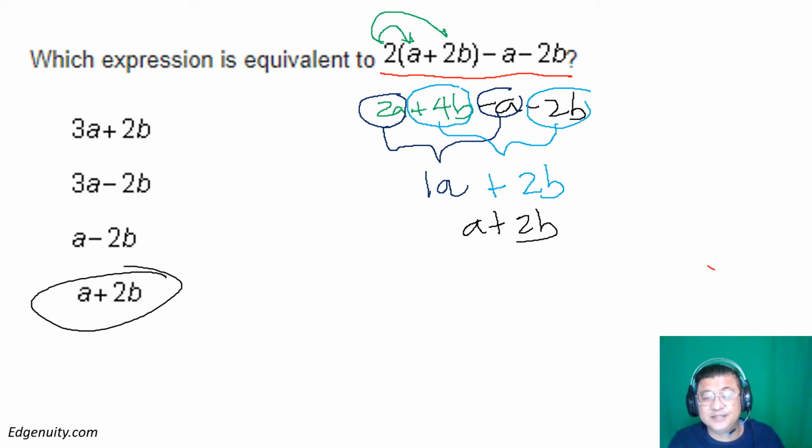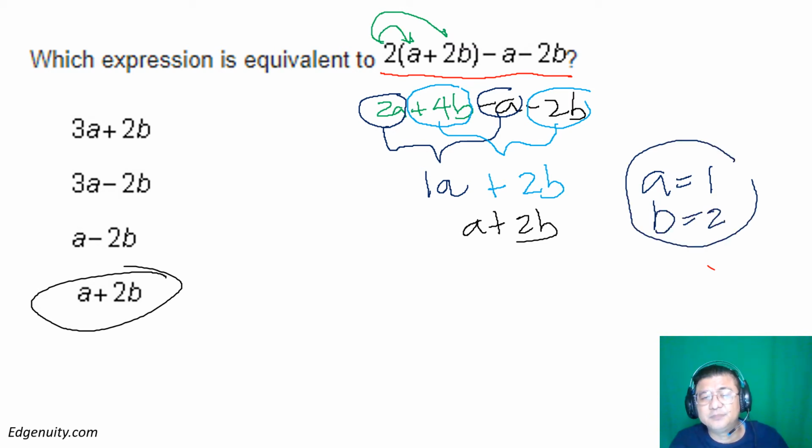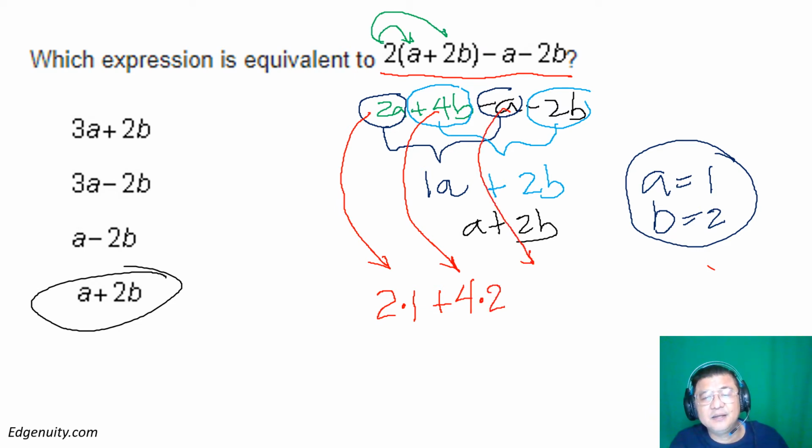Now, let's prove that it is correct. Okay, easy to prove. Use any value. Suppose a is equal to 1. Let's make it easy. And b is equal to 2. All right, let's substitute then. So, ready to substitute? That becomes 2 times 1 plus, this becomes what? 4 times b. B is now a 2, minus a, and my a is what? 1. And then minus again 2 times b. 2 times, and my b is 2. See? So now let's multiply first.